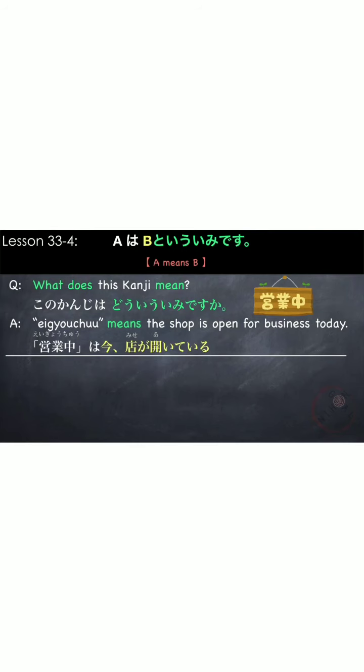In Japanese, 営業中は今店が開いている. So this is A は B followed by という意味です。営業中は今、店が開いているという意味です。 Another example. What does 使用禁止 mean? So here we have the kanji 使用禁止.